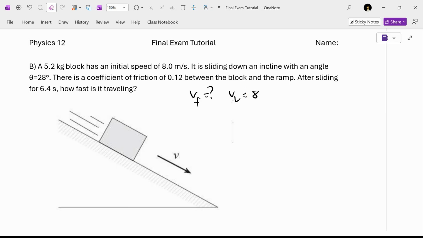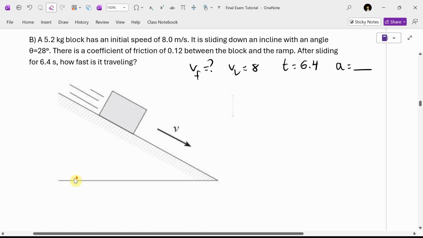VI is 8. And I noticed that they gave me a time, 6.4. What else do I need if I want to find VF? Yeah, I need the acceleration. I'm going to need to fill in this blank, and then it's going to be easy. It's going to be VF equals VI plus AT. So how am I going to find the acceleration? This is a job for a free body diagram. Peyton, what are the forces acting?